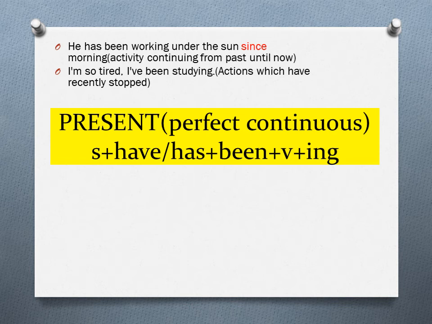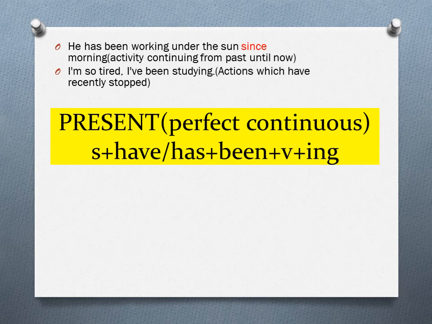Second, he is working. He is not working. Is he working? She is working. She is not working. Is she working? I am working. I am not working. Am I working? We are working. We are not working. Are we working? They are working. They are not working. Are they working? It is working. It is not working. Is it working?